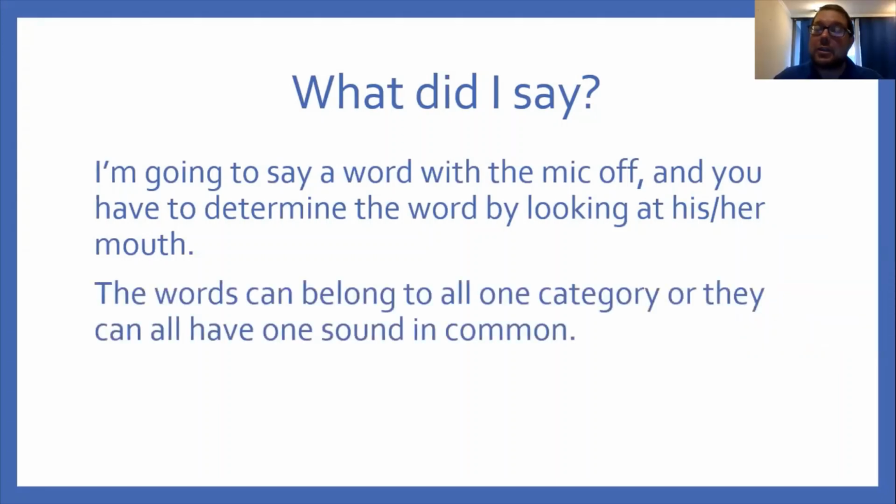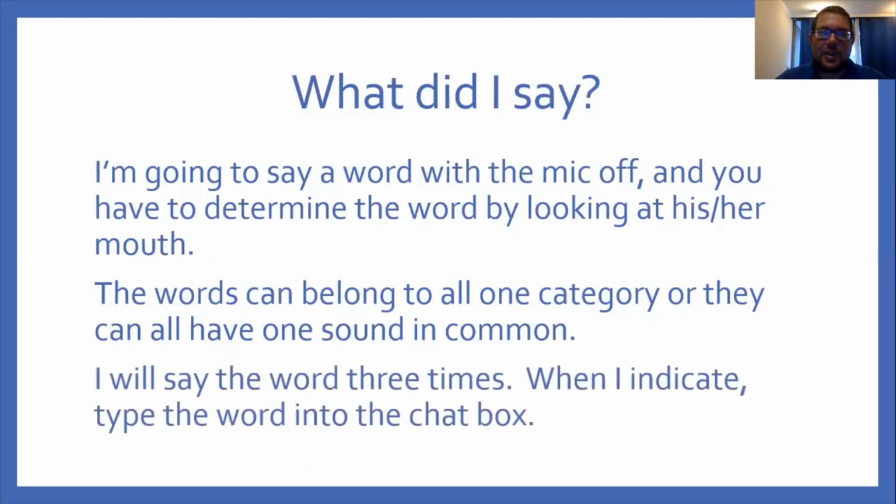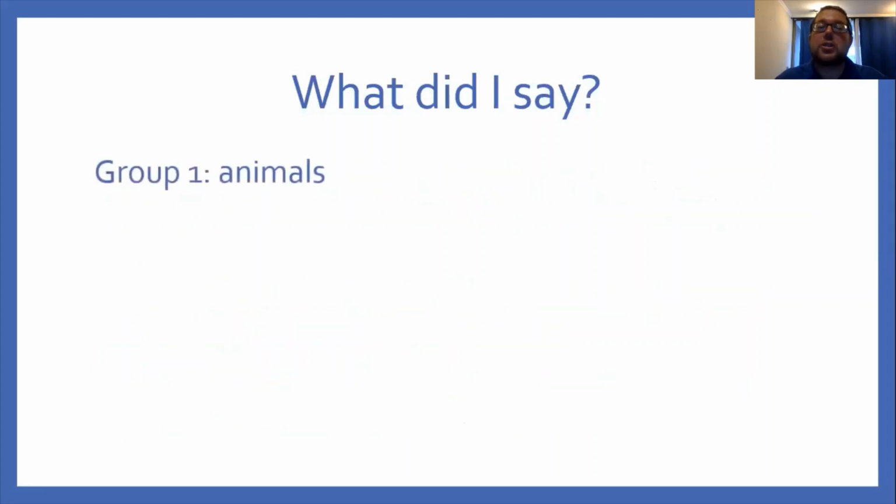And so we can do this by category. We could also do this having one sound in common, right? So the way I'm doing this is I have 4 words, right? The first word is 1 syllable, second word 2 syllables, third word 3 syllables, fourth word 4 syllables. I'm going to say each word 3 times, right? So when you think you know what the word is, I would like you to type it into the chat box, right? Okay. So, all right, our first group is animals.